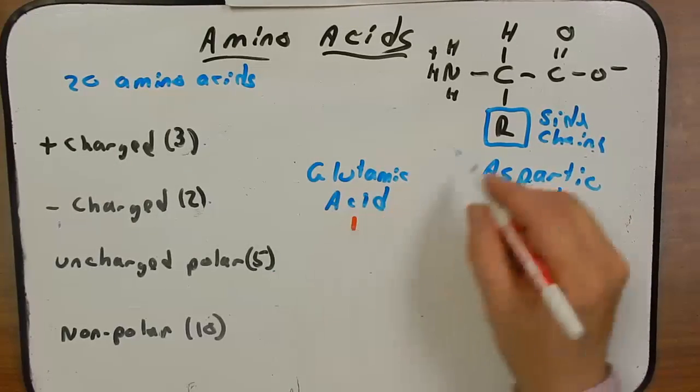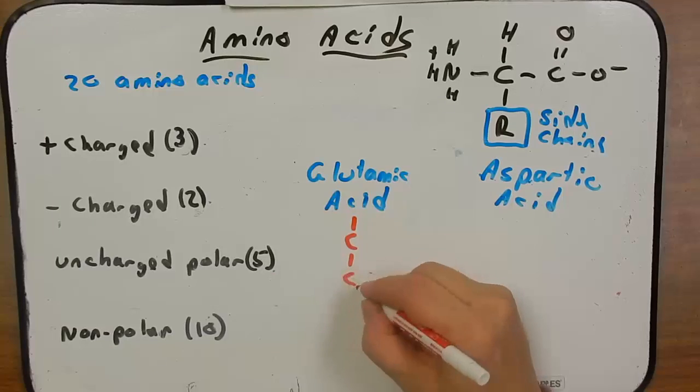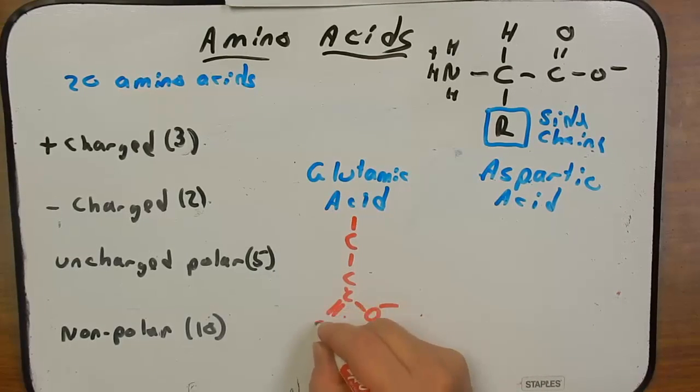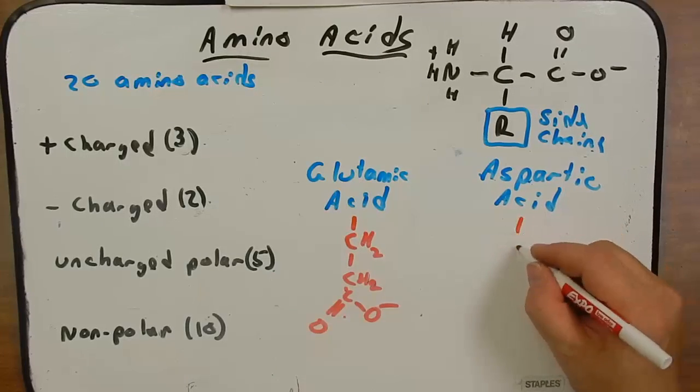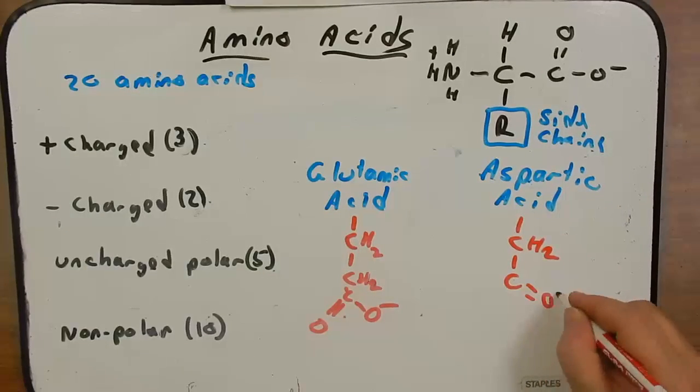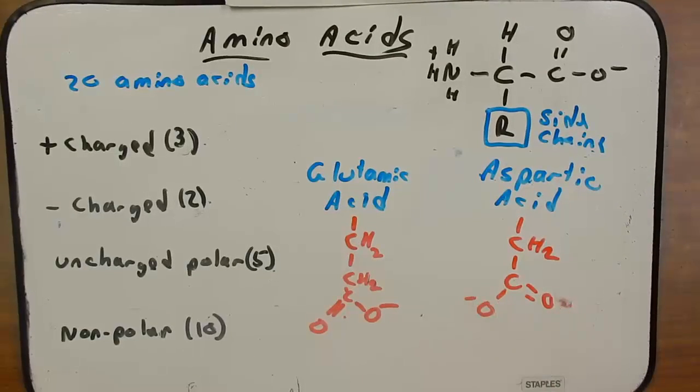Glutamic acid has, as the R group, 3 carbons. Off this last one is a carboxyl group, like so, so it's negatively charged. Aspartic acid is very similar, except there are only 2 carbon groups, like so. Okay, so those are our 2 negatively charged amino acids. You should be able to recognize these as negatively charged amino acids, and you should know that the two negatively charged amino acids are glutamic acid and aspartic acid.